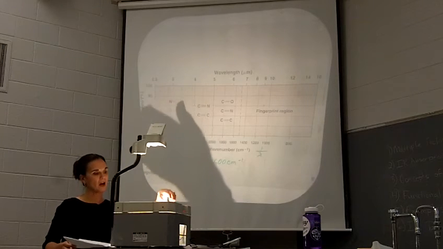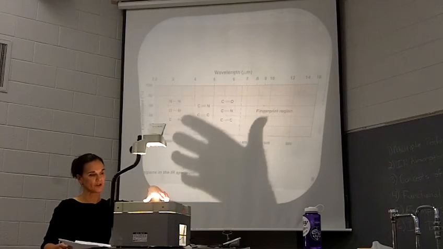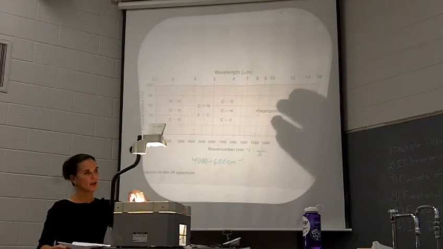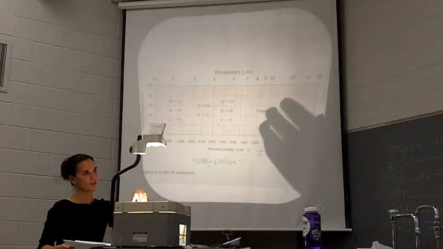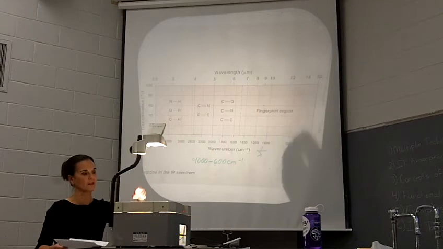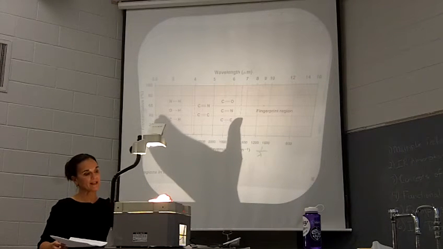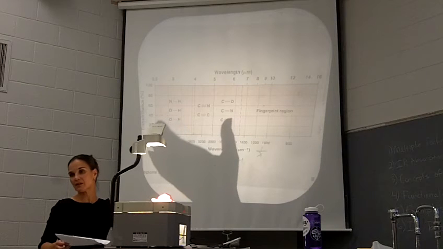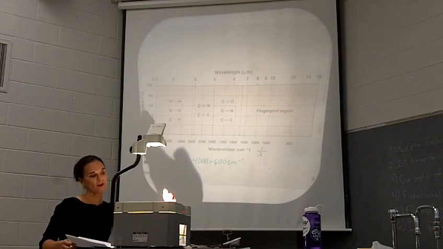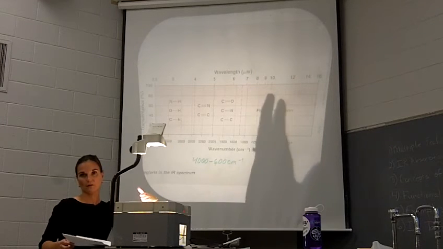You've got some stretching and bending that is occurring, mainly stretching here, and then we get into bending here. And then into the fingerprint region, you get more into the wagging, the twisting, the rocking, scissoring, things like that. As far as looking at things that we can use to diagnose what is in a particular compound, we're usually going to be looking from about 4,000 to about 1,350 or so, okay?